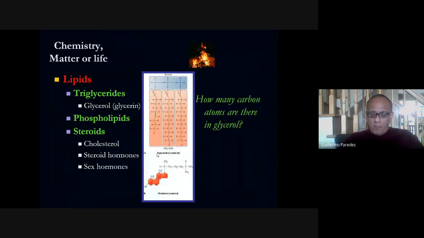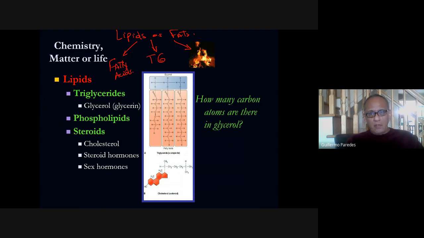Okay, so lipids. Talking about lipids, or fats, they are going to be classified in three. That is what you're going to use. When you see this fire, that is midterm or final exam. Lipids: we have the fatty acids, the triglycerides, and the cholesterol.